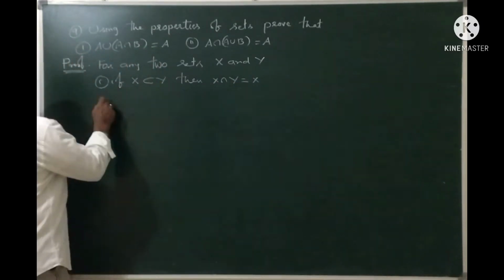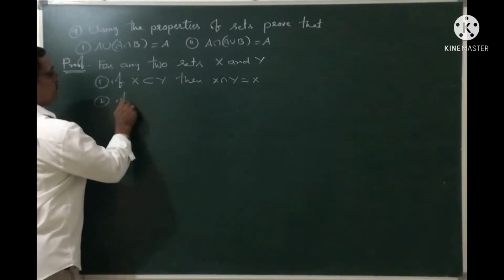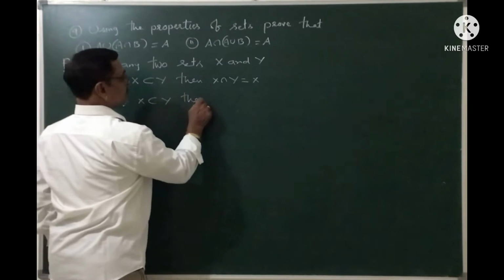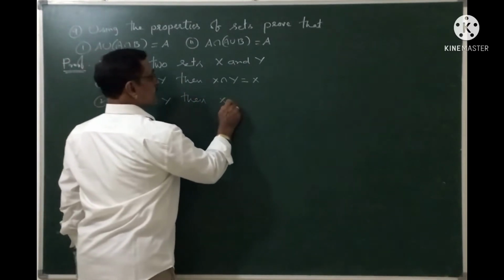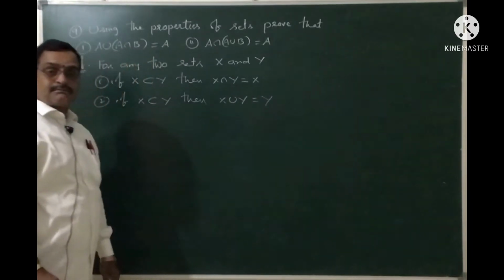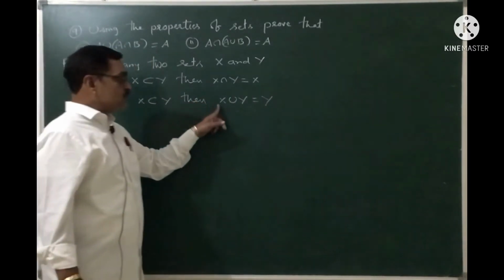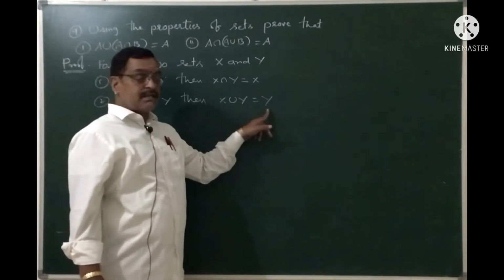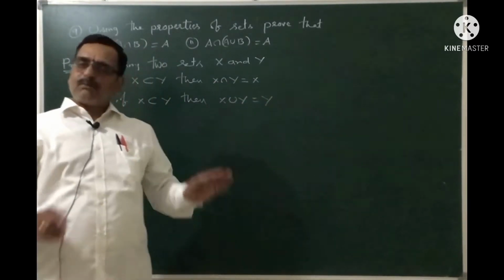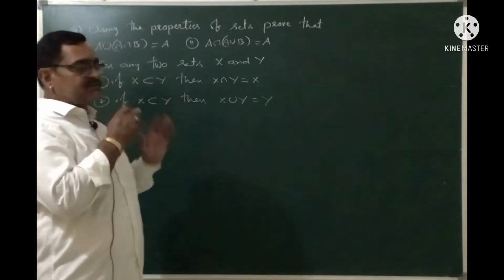At the same time, if x is a subset of y, then x union y is equal to y. So in the case of union, you get the superset. In the case of intersection, you will get the subset. I am going to use this concept to prove this.